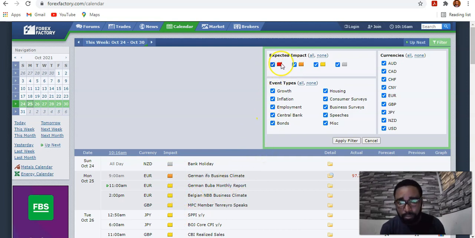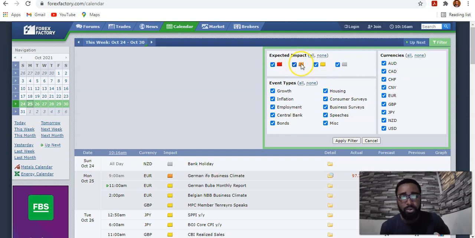The red is high impact news. Whenever you see a news with a red color by the side, that is, this box being red, it's a high impact news. What's the meaning of high impact? It means that it will have much effect on the currency that is being traded.